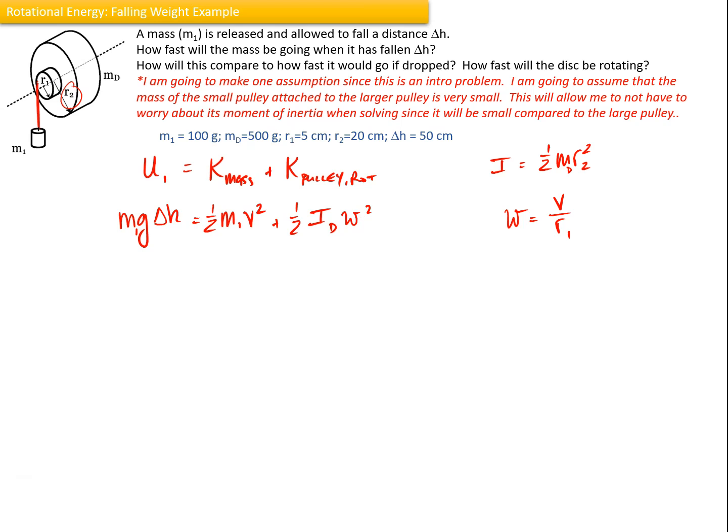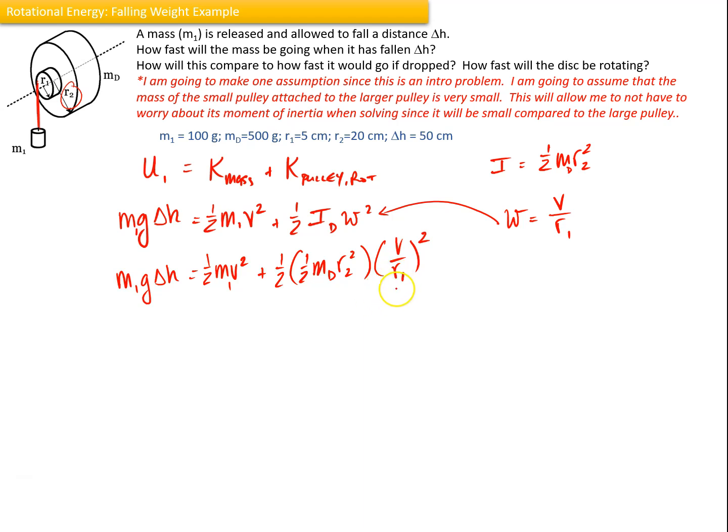Now, again, we can expand this. The left side is okay. The kinetic energy is okay. So this is just going to stay m1 g delta h equals 1/2 m1 v squared, plus now our moment of inertia is 1/2 mass of the disk, r of the disk, which we call r2, squared, and omega we're going to sub in again v over r1, the whole thing squared. So this time we cannot cancel out our radii because they are different radii.